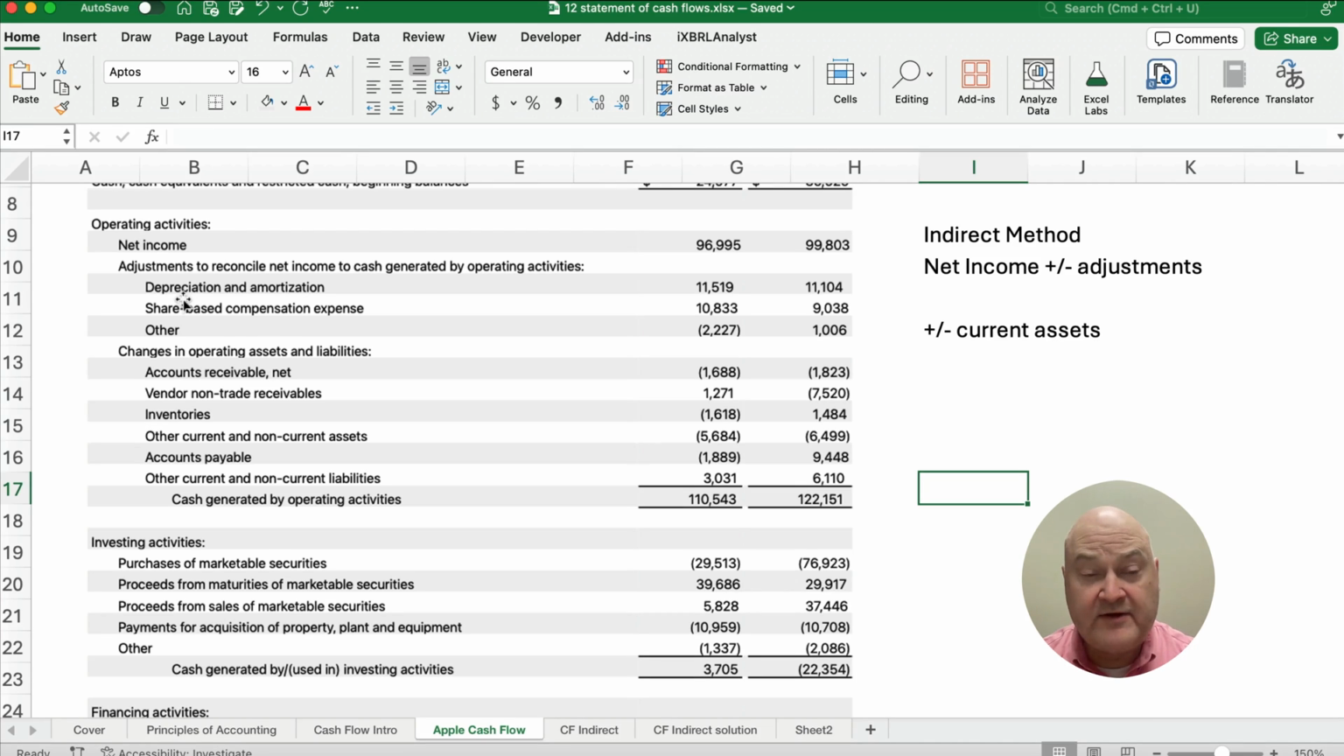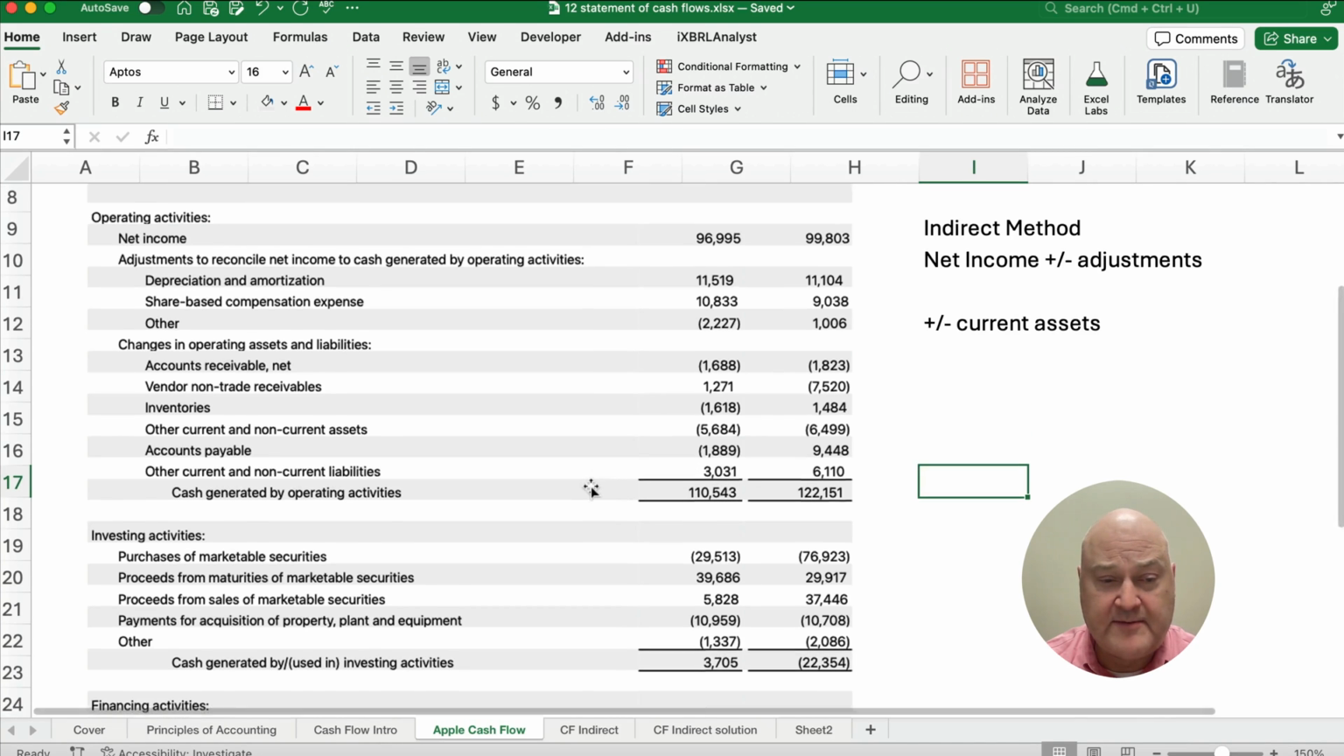And those are negatives. If we just start with net income, it includes that negative depreciation expense. We want to get rid of it. And so we put a positive depreciation and amortization, and we're taking it out of the cash flow. It's not a cash expense, and therefore it's not included, so we remove it as an adjustment to net income. Then we have plus or minus changes in operating assets and liabilities. That's another way of saying current assets or current liabilities. So then we have operating activities here on this statement.